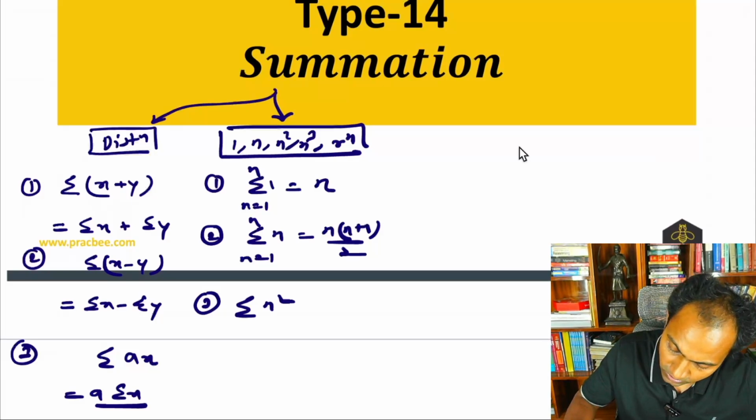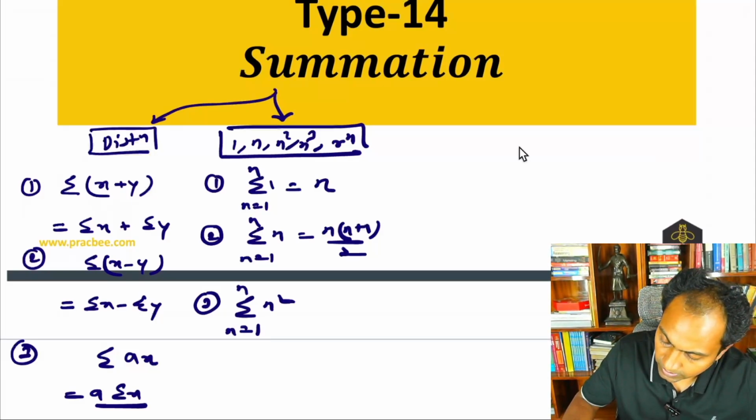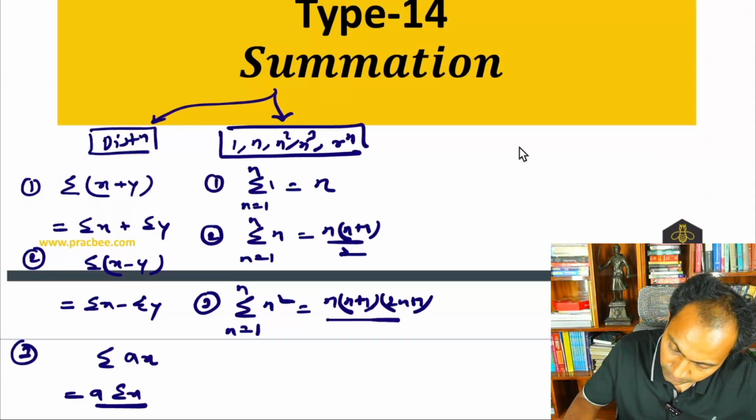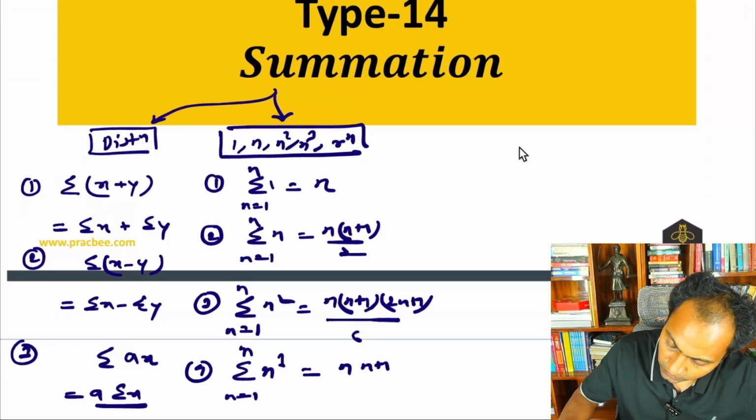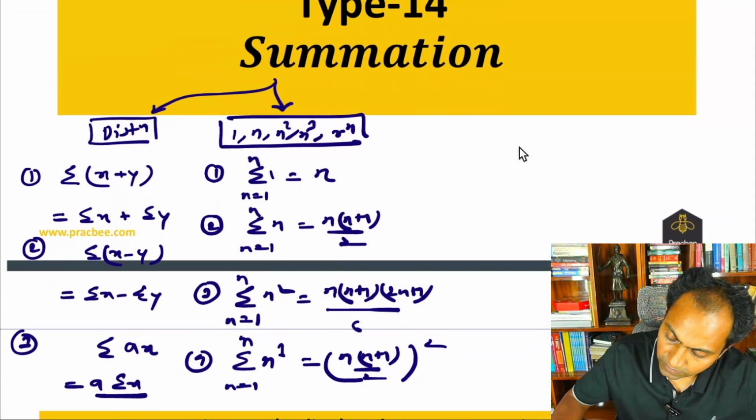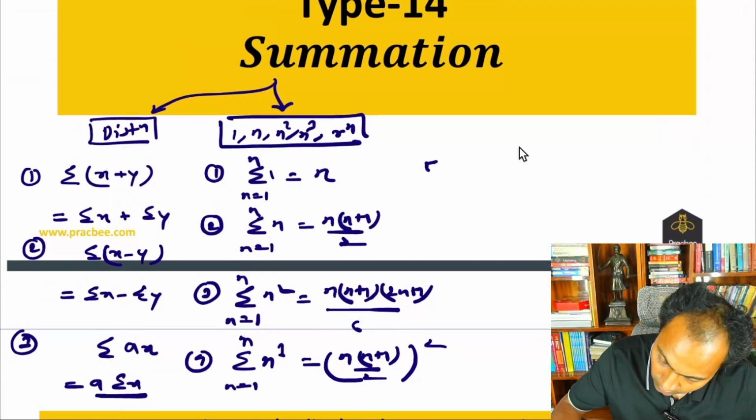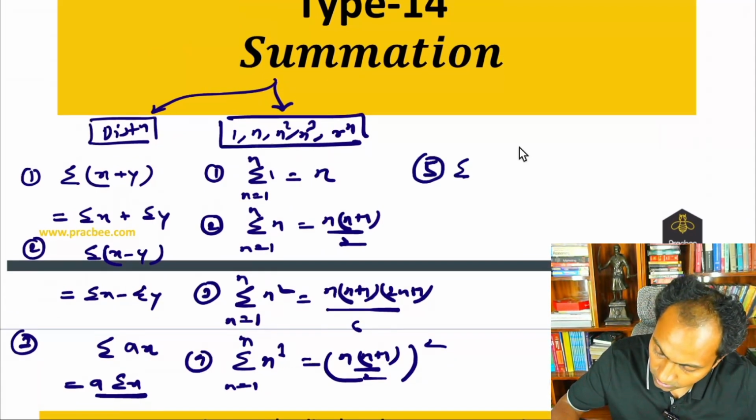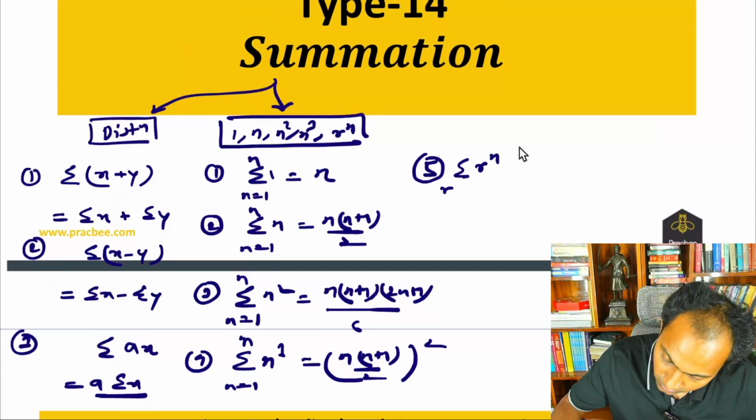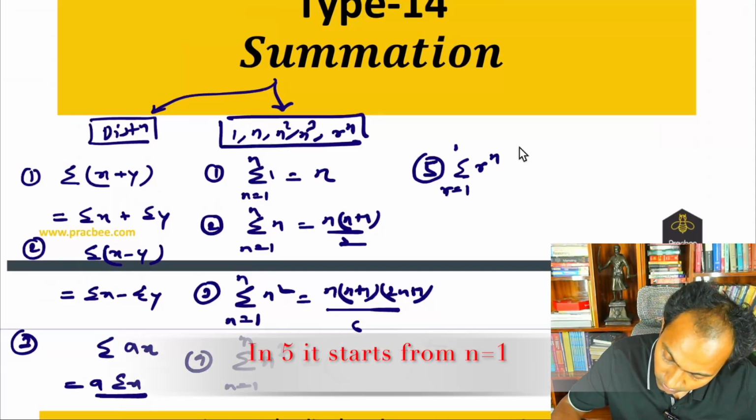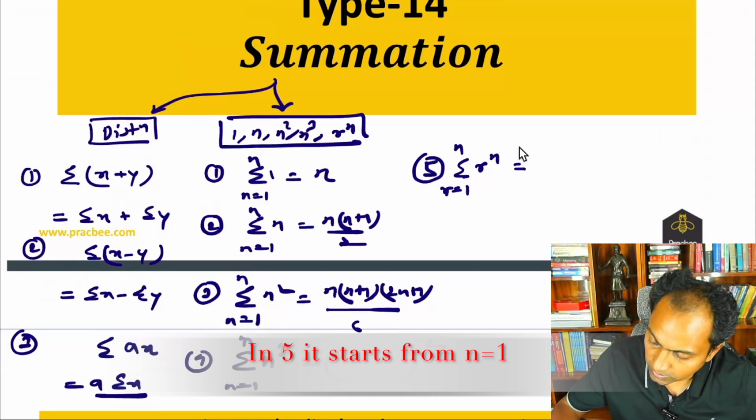Summation of n square, similarly, from n equal to 1 to n is n into n plus 1 into 2n plus 1 by 6. And the fourth is summation of n cube from n equal to 1 to n. It is nothing but the answer of the second part only, but with a square sign. And the fifth one is summation of r raised to the power n from n equal to 1 to n. You can see that this part will become nothing but a GP.